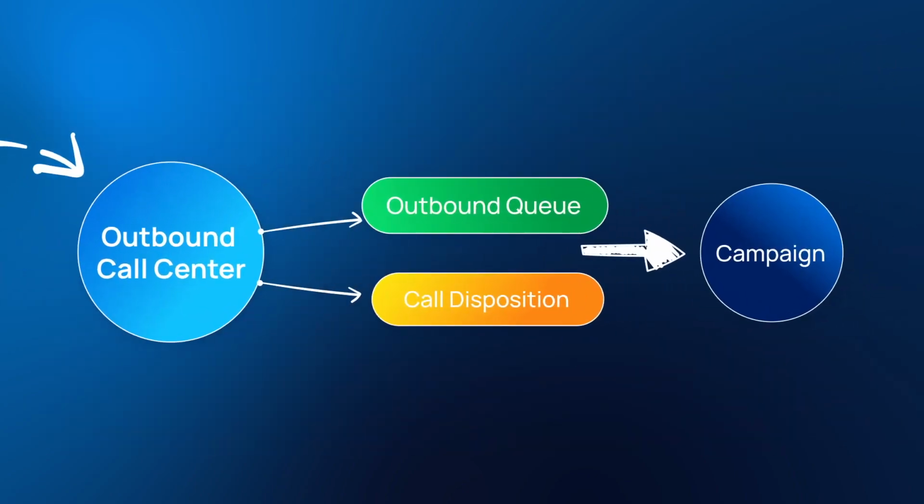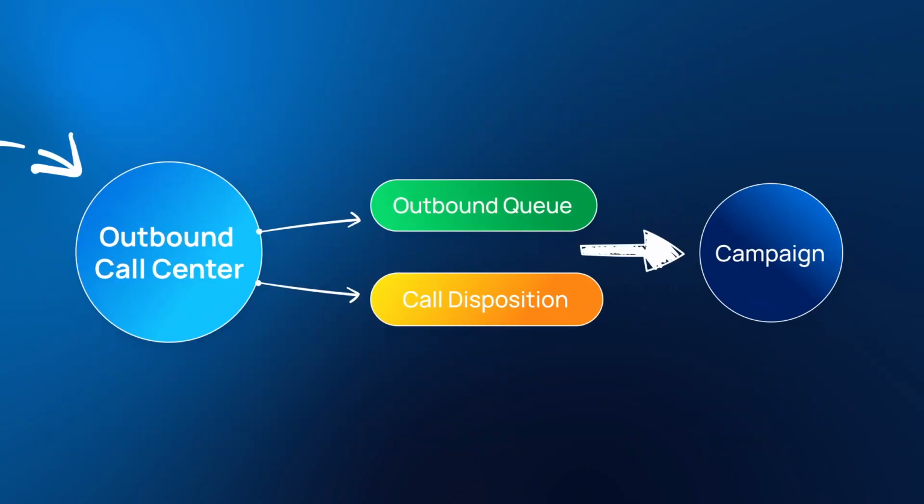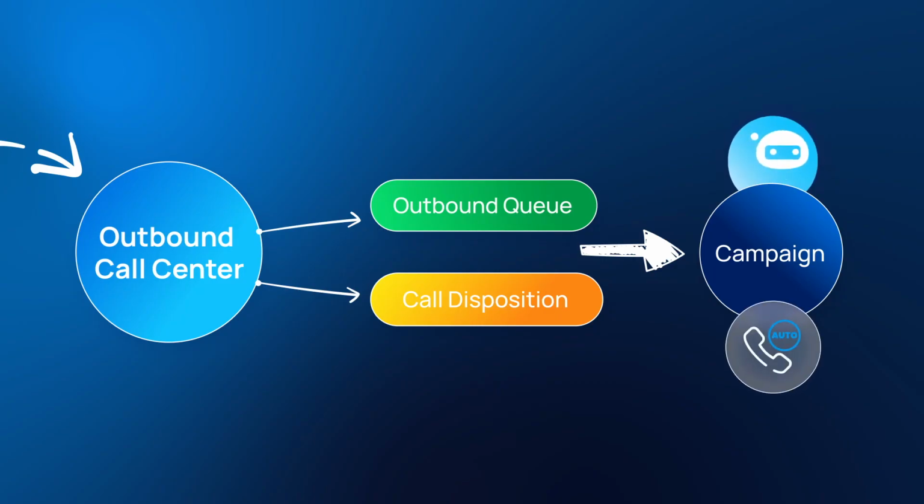Now, there are 3 key steps to creating your outbound call center. First, you will need to set up an outbound queue for agents to manage customer calls. And next, set up the call disposition for agents to label each call and mark its status. Finally, create a campaign for auto-dialing tasks, enabling the system to automatically call at the scheduled times defined in your settings. Starting with outbound queues.